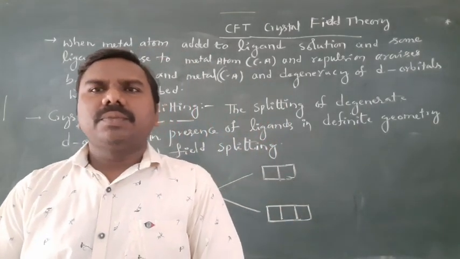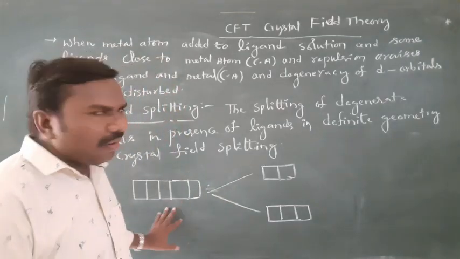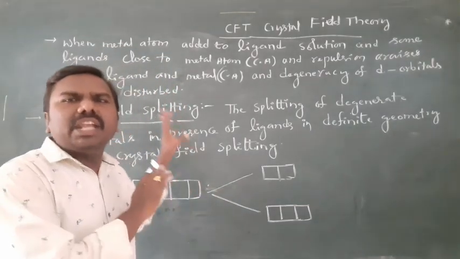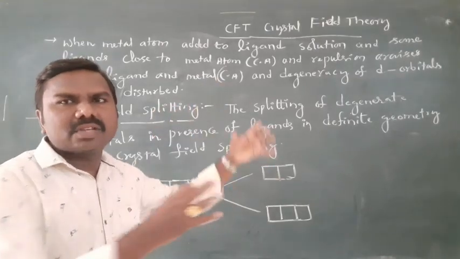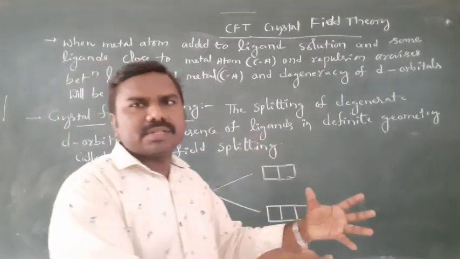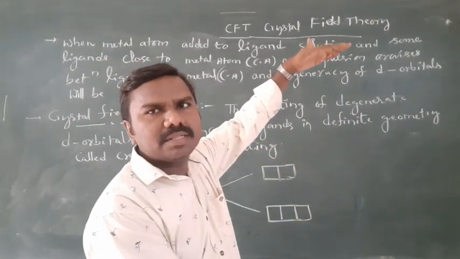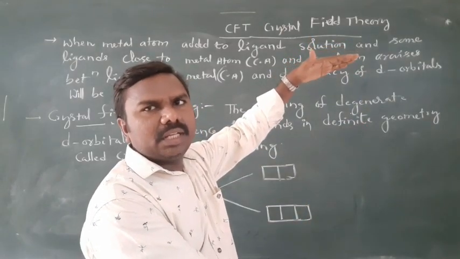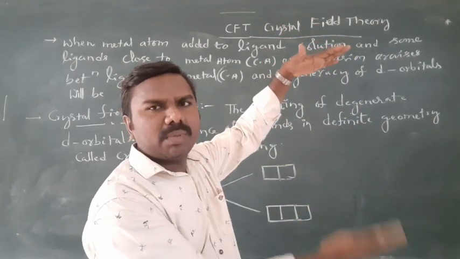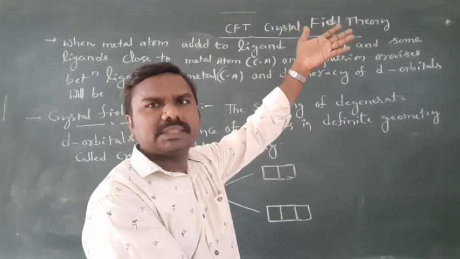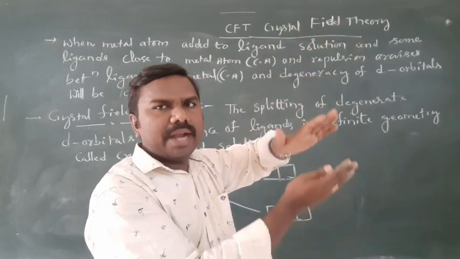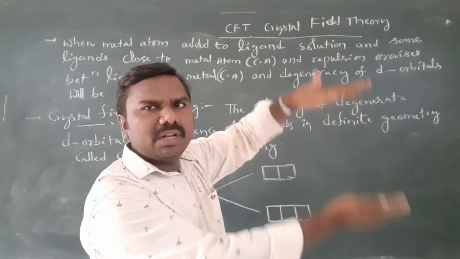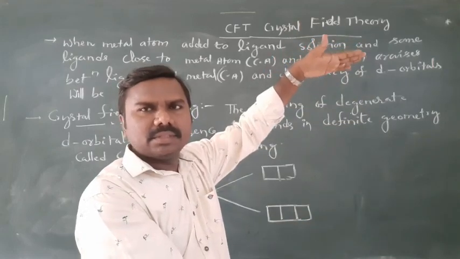Okay, so I'll draw the complete diagram. In the beginning, the metal. After that, ligands approach. After that, repulsions take place, and there are two levels. One is 3, another is 2. These are named T2G, and the upper one EG. And what is the energy difference between these two levels? So, we'll discuss that now.